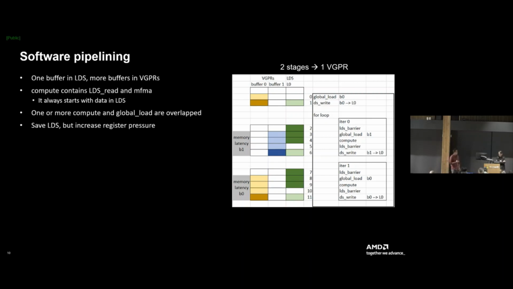So while we perform compute for the current iteration of the loop, elements from the next iteration are being loaded from global memory into VGPR. And we always do the computation with data in LDS. In this way, we achieve some kind of two-buffer software pipelining with only one buffer in LDS. So we save LDS space at the price of higher register pressure.